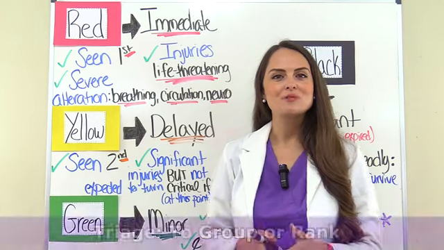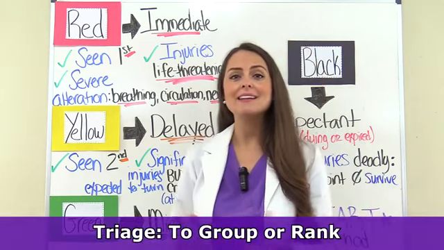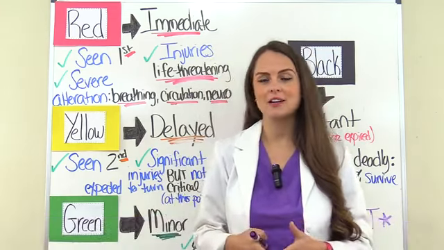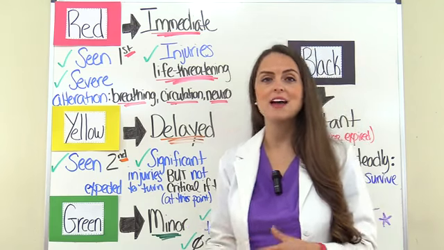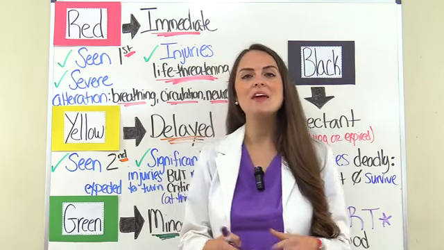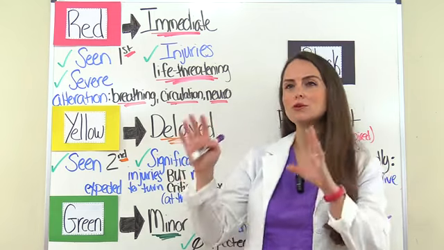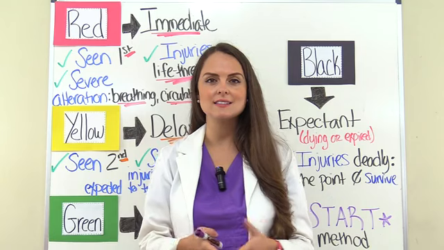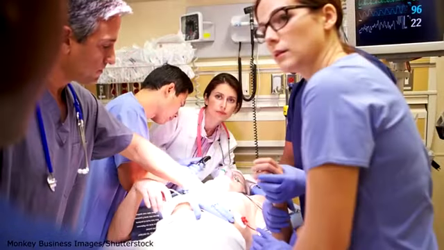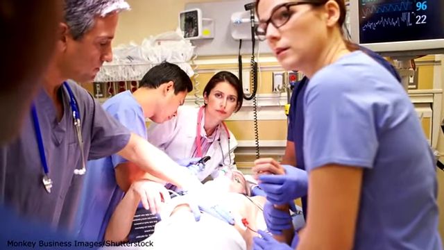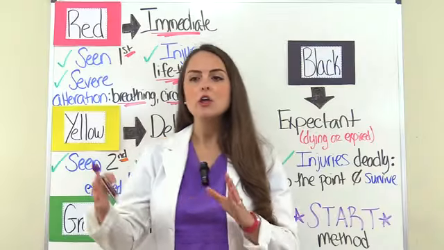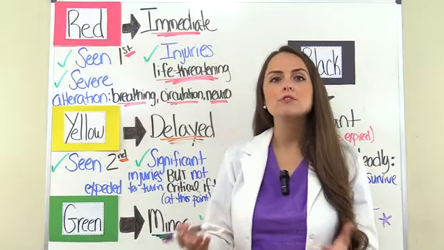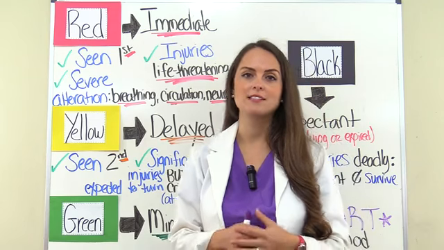The word triage means to group or rank, and in the healthcare system we triage patients. For instance, in the ER, patients come seeking care and they will be triaged, hence grouped or ranked, based on what they're presenting with, their signs and symptoms. If they're really bad off, they will be seen immediately. However, if they don't really meet that criteria, their treatment will be delayed and the patient will have to wait a little bit until they are seen.